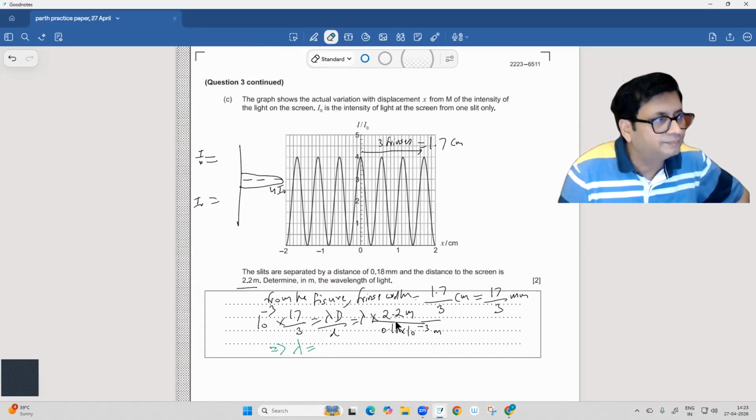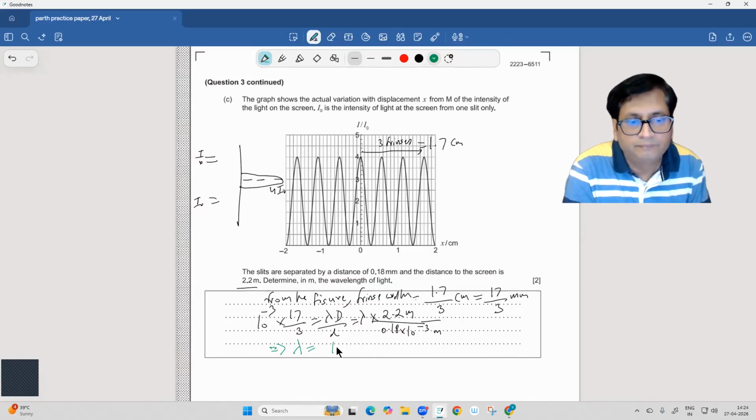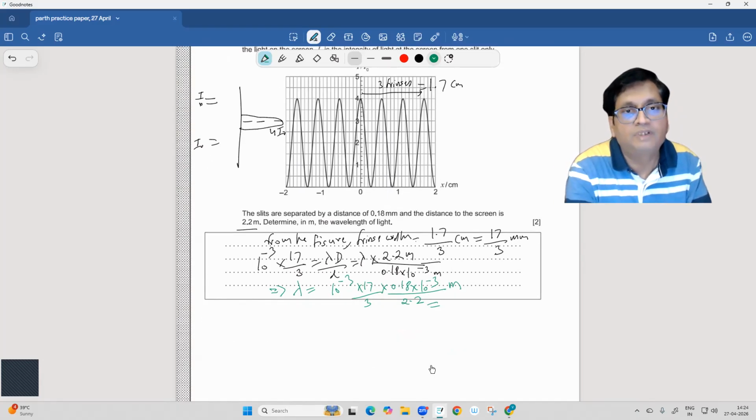Make sense? Right. तो फिर लैम्डा निकाल लें हम, इसको उधर ले जाए ऊपर, इसको नीचे ले जाएं, तो कितना हो जाएगा? 10⁻³ into 17/3 into 0.18 into 10⁻³ upon 2.2 meter. That is the wavelength of this light.